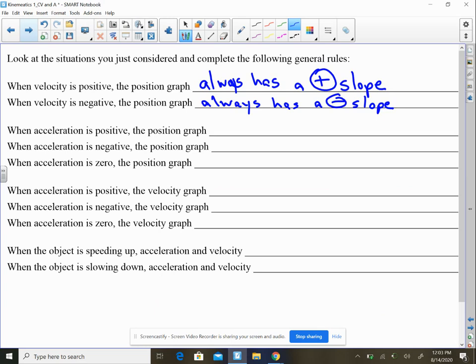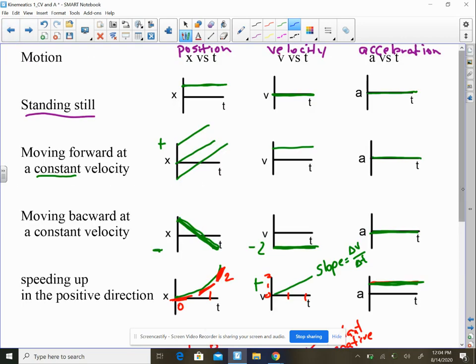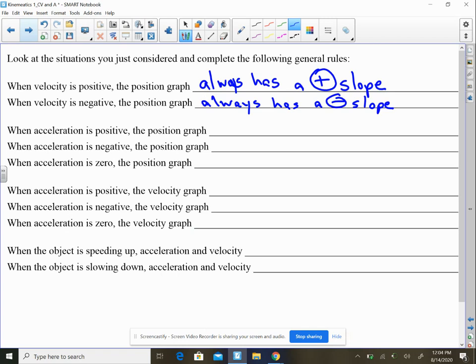Okay. What about this? When the acceleration is positive, what does a position graph look like? When the acceleration is negative, what does the position graph look like? When the acceleration is 0, what does the position graph look like? So let's look at those acceleration graphs and see if we can notice a pattern. These first three have an acceleration that's 0. What is the same? If you look at these, the position graph is a straight line. So if acceleration is 0, the position graph has a straight line.